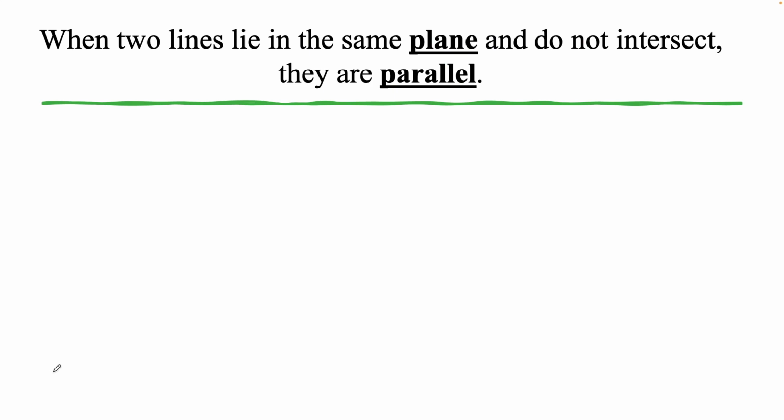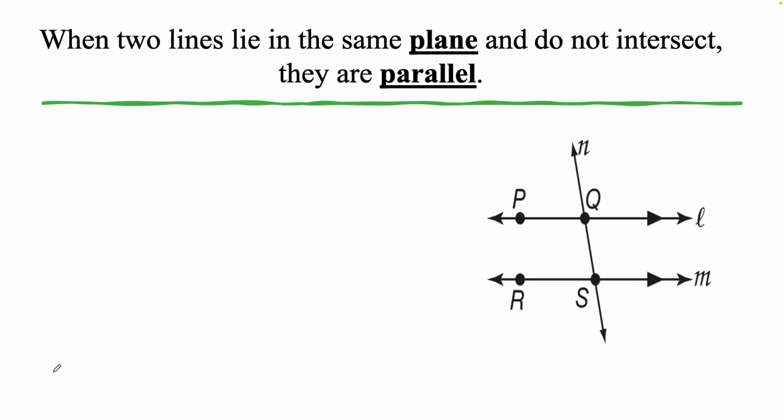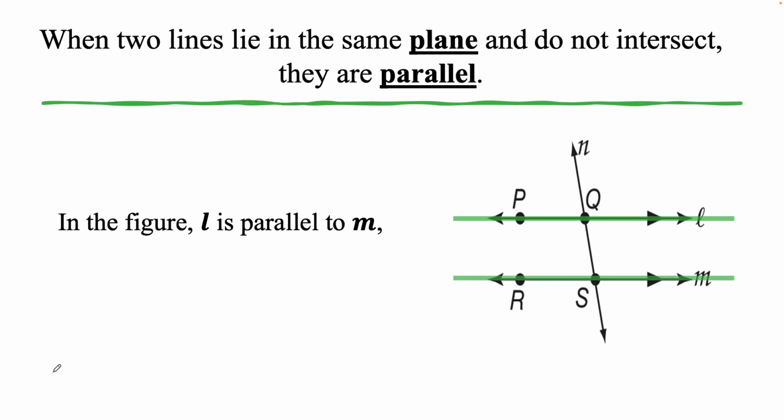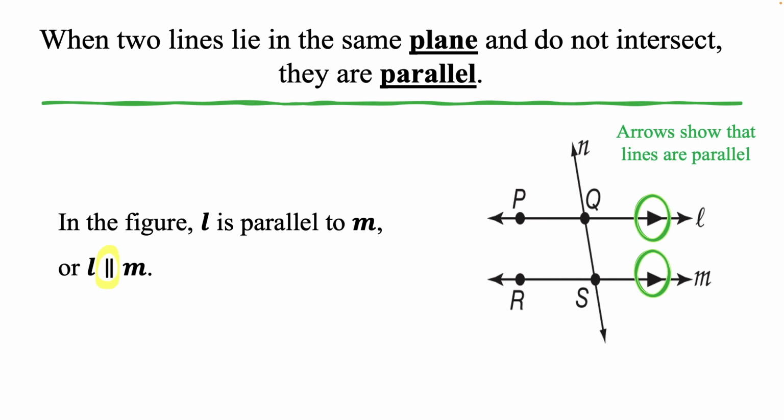When two lines lie in the same plane and do not intersect, they're parallel. So here's a figure here, and we would say that in this figure, L is parallel to M. Or if we write it mathematically, it would say L is parallel to M. And look right here. That's the symbol for parallel, which is nice because it's these two little parallel lines. We mark parallel lines by those little arrows. If those arrows aren't there, don't assume the lines are parallel.